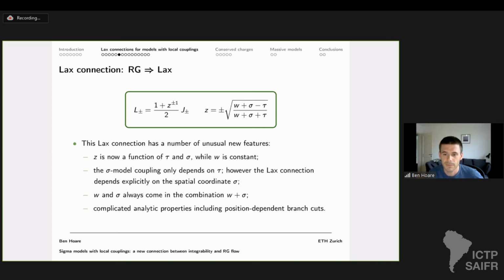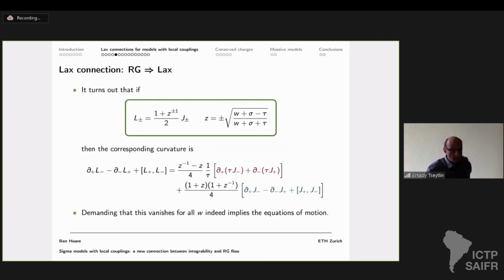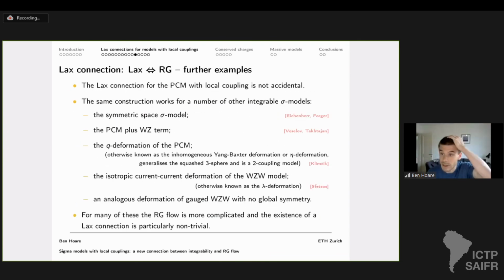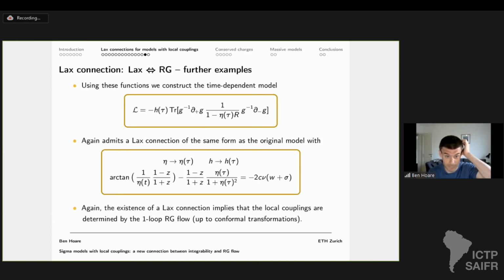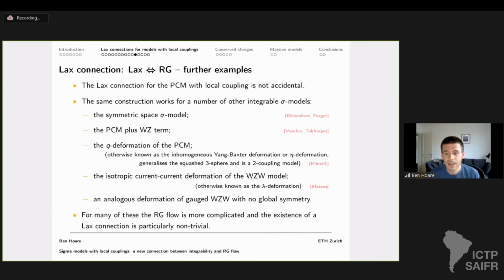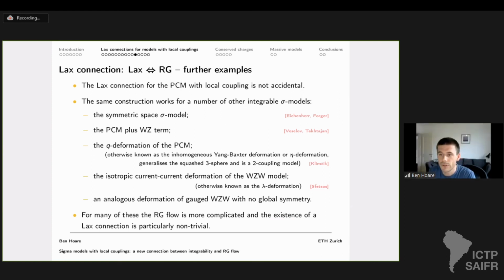It's simply that you just have 0 or infinity. But in this class of models there will be. This lambda deformation, indeed, there is a conformal fixed point in there. And so there may be such examples within this range of models. Yes, so PCM with the Wess-Zumino term. PCM with Wess-Zumino term also, yeah. Okay.